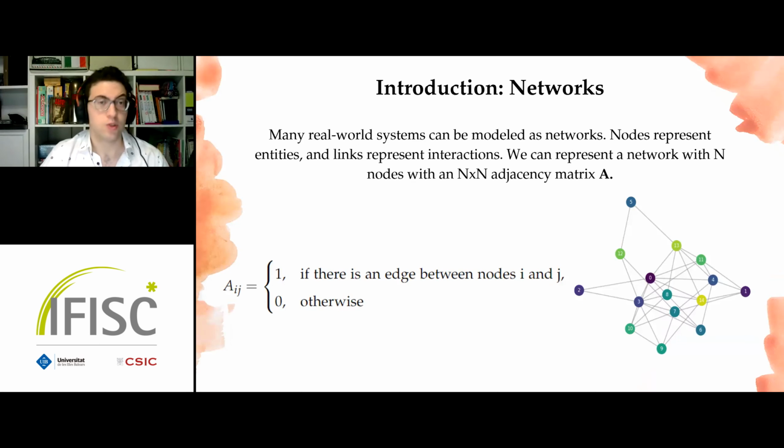Well, this introduction is going to be very brief, since here in complex systems, we all know about networks. We know that many real-world data sets can be modeled as networks, where nodes usually represent entities, persons, or maybe particles, and links represent interactions. We can represent a network with n nodes with an adjacency matrix, with no loss of information. Each element of the adjacency matrix is one if there is an edge between nodes i and j in the element ij, and zero otherwise.